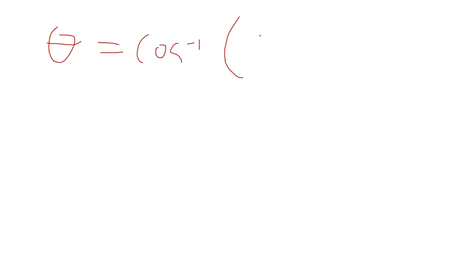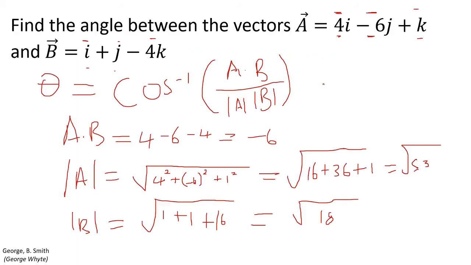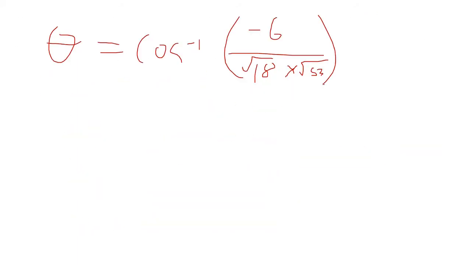Of, for the numerator we got minus 6 as the dot product. Denominator we have the square root of one of them, which is 18, I think, and then we have times the square root of the other one, which is 53. Let's confirm that. So one is 18, one is 53, that is minus 6.